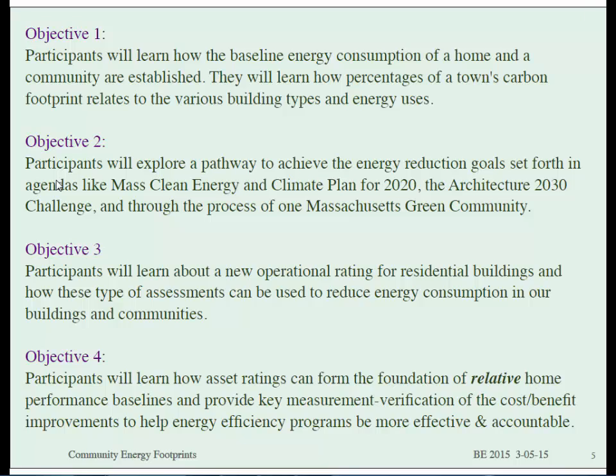So this is a little more description, which is in the handbook about our workshop, and I'll just read through the objectives of this session. We'll be learning about the baseline energy consumption of a home and a community, how they're established. We'll learn about percentages of a town's carbon footprint, and how that relates to various building types and energy uses in the town. And then we'll be exploring pathways to achieve the energy reduction goals set forth in agendas like the Mass Clean Energy and Climate Plan for 2020, the Architecture 2030 Challenge, and through the process of One Massachusetts Green Community, our little town in Milton.